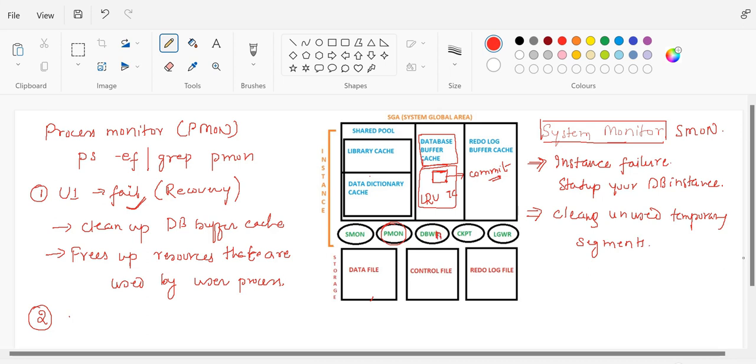N is the number of processes. It varies from 0 to 9. So it's the responsibility of DBWN to write all the modified buffers, all the dirty buffers from memory to disk, and the disk will be the data files. So the purpose of DBWN is to capture all the modified buffers from the memory and write them down to the disk. One more thing it does: it advances the checkpoint. When we study the checkpoint, then we will know what a checkpoint is. It always advances the checkpoint. So this is a very important process.